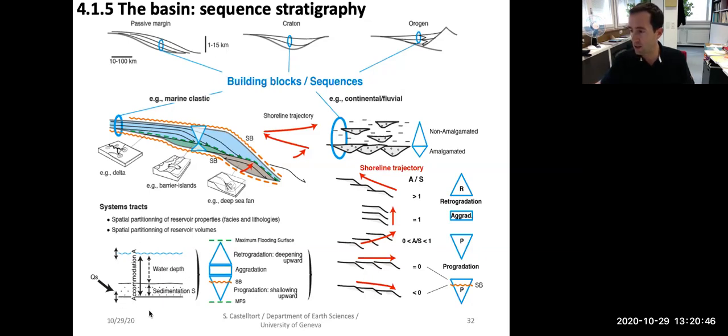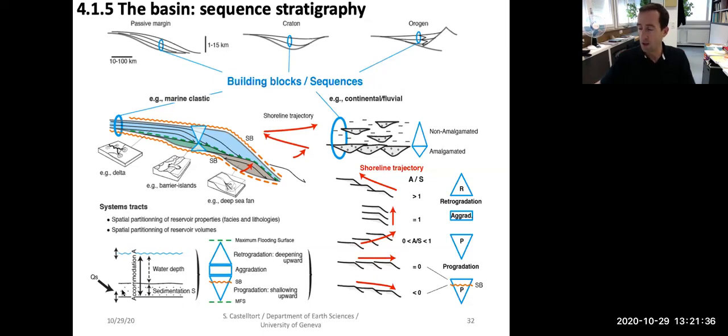This here is a little drawing to explain accommodation and sedimentation, and the relationship between those two factors. Accommodation is the space available for sedimentation, and sedimentation is how much sediment you bring in. The relationship between those two parameters somehow determines the facies and the long-term stratigraphic evolution of the successions you are looking at.